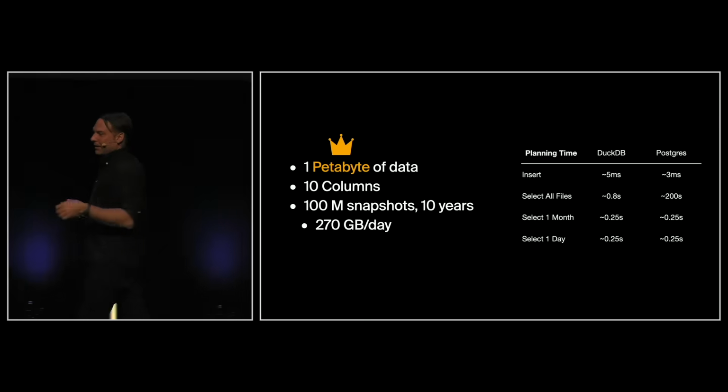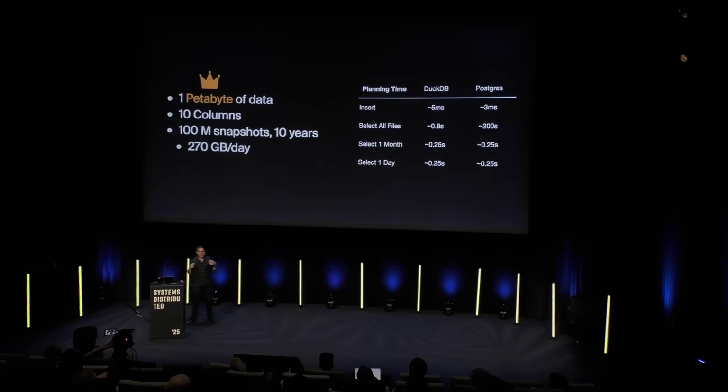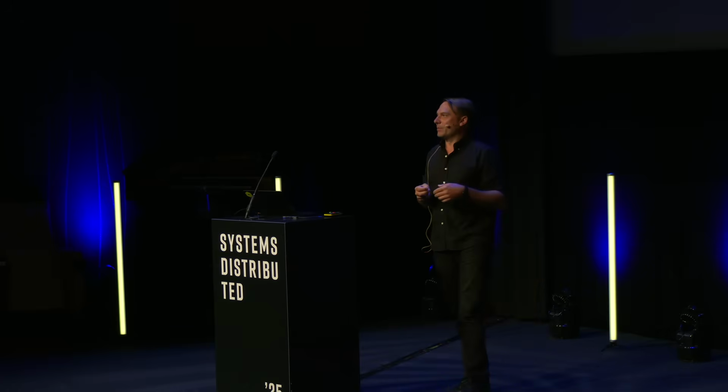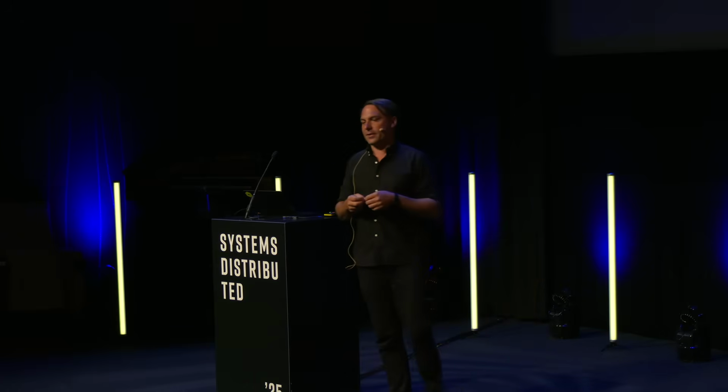So we have a petabyte of data, and we have an example data here. We took 10 columns, and then we made like 100 million snapshots, which is actually a pretty bad case. Iceberg would not be capable of this, right? We have 100 million snapshots, and we have about 270 gigabytes of data being added per day. So this is the example.